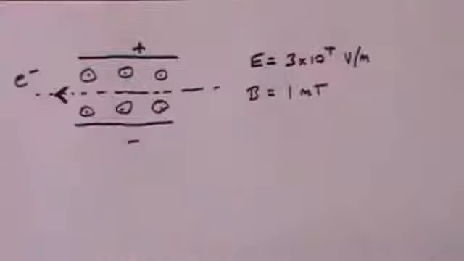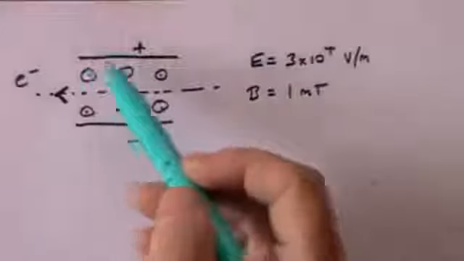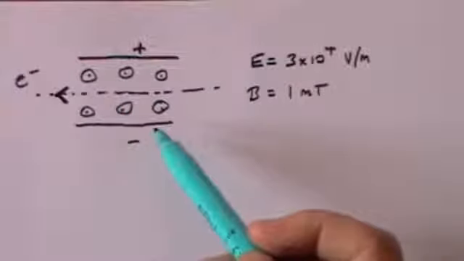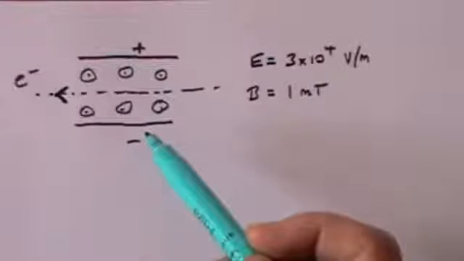Question 4, we have what's called a velocity selector. A velocity selector consists of two parallel plates on which there is a voltage or electric field.